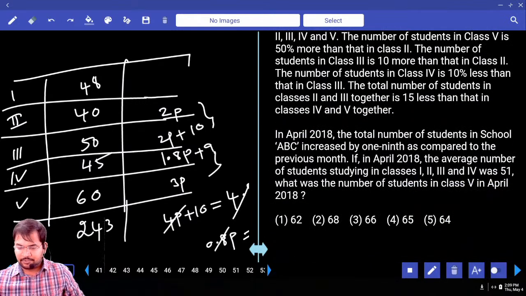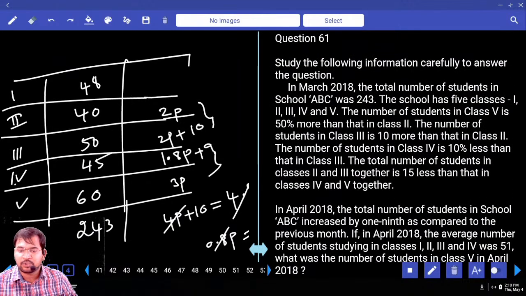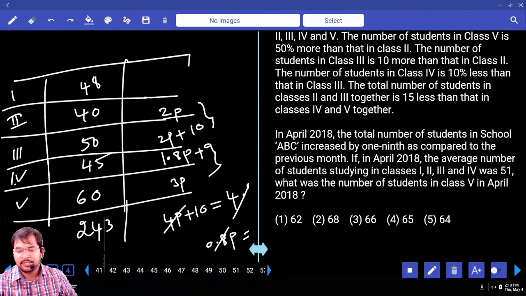See the first question, all of you. In April 2018, the given data is of March 2018. In April 2018, the total number of students in school ABC increased by 1 by 9th as compared to the previous month. Previous month is 243. 1 by 9th is nothing but 1 by 9 times of 243. 9 how many times? 27 times. Yes or no? 27 times. 27 plus 243, 270.